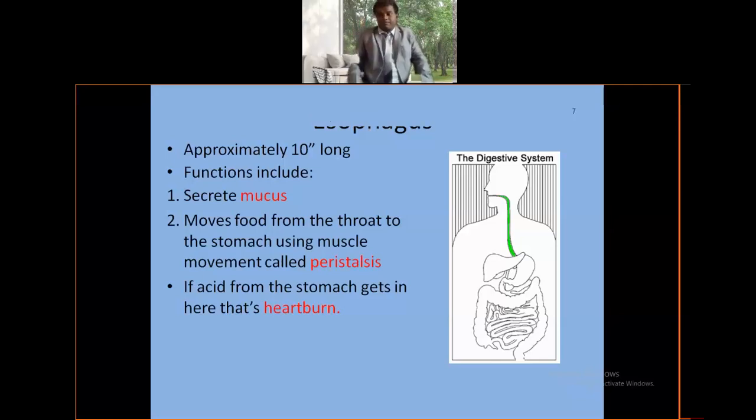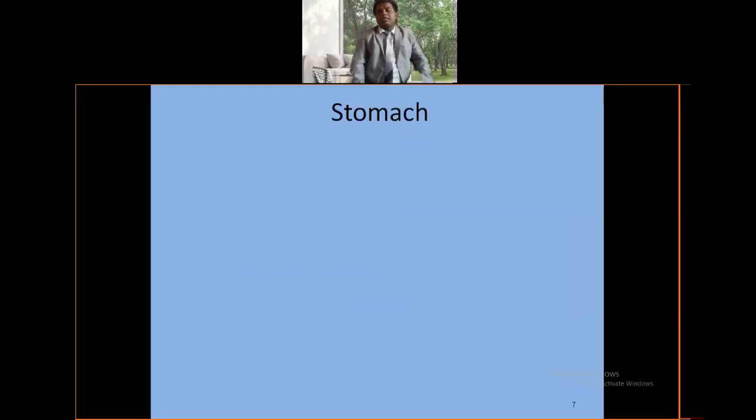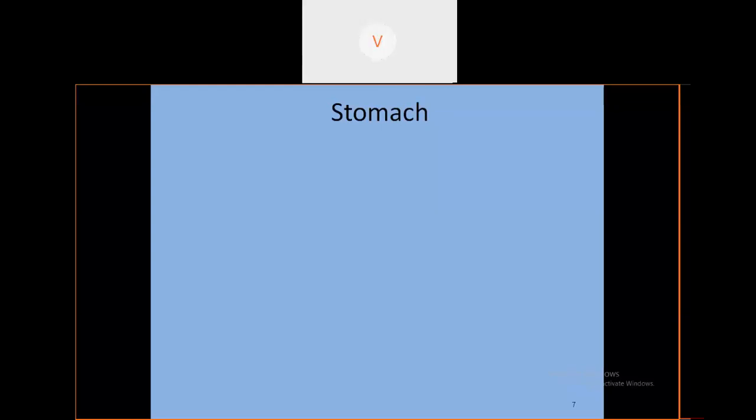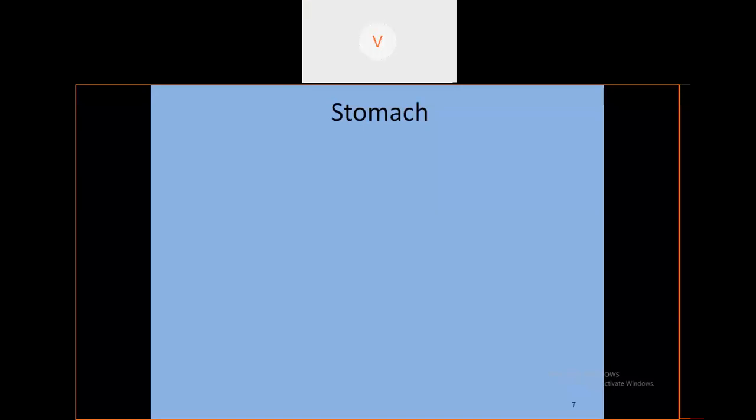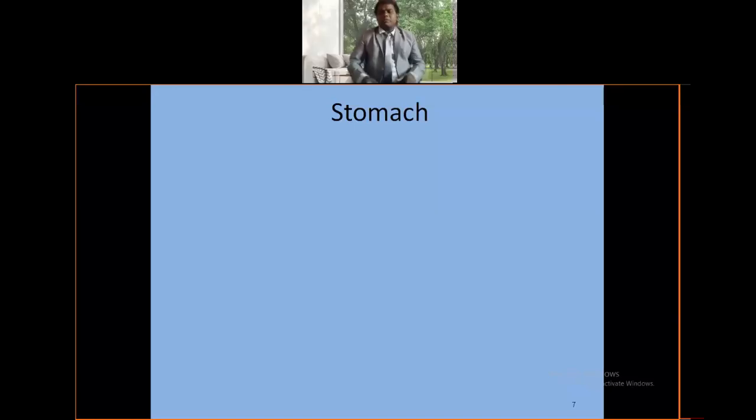Right? So that is the esophagus. Let me repeat the esophagus once again, because it is very, very important. The total alimentary canal is 9 to 10 meters. The esophagus is approximately 25 centimeters, that is 10 inches. Remember, it is the first part of the alimentary canal.